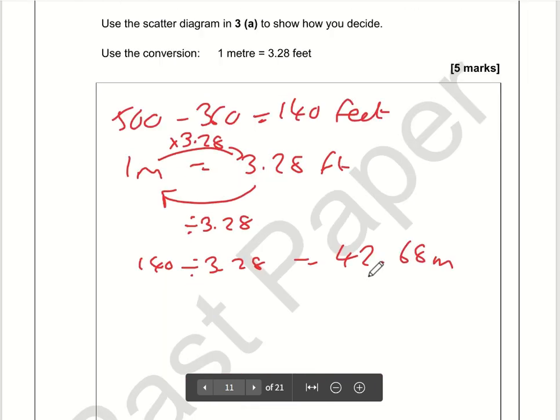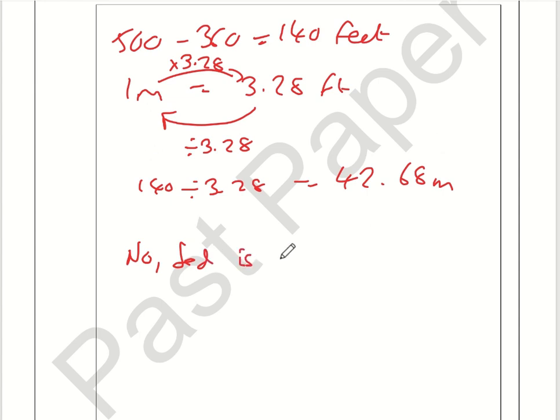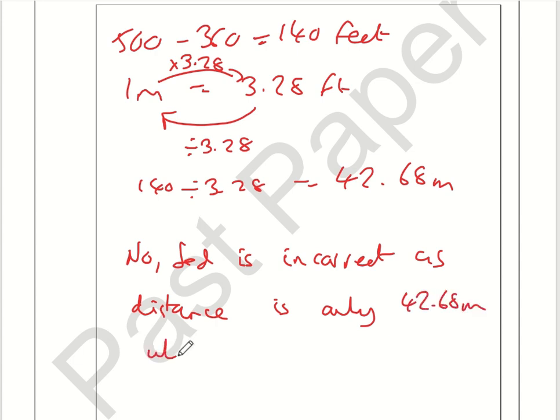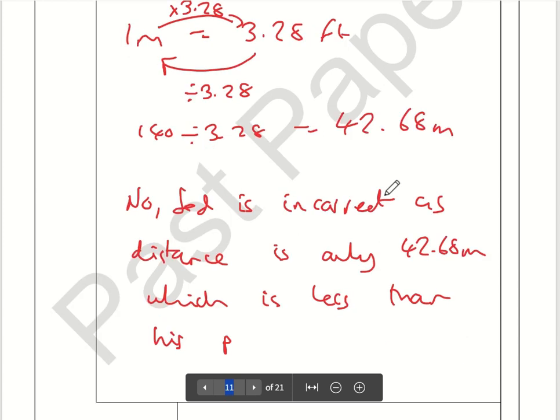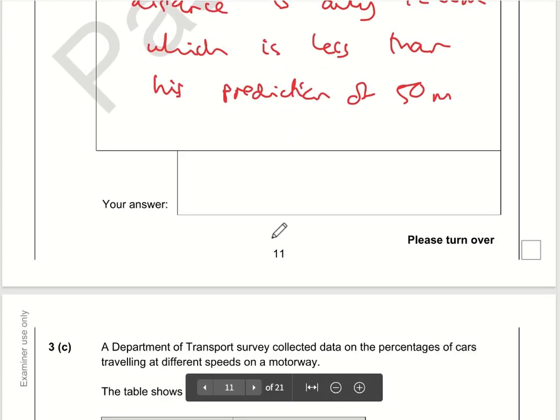And what did the question say? Is Jed's prediction reasonable? No, Jed is incorrect, as the distance is only 42.68 metres, which is less than his prediction of 50 metres, or words to that effect. Not sure how you're supposed to fill that in such a small answer box, but there we go. It's the numbers that are the important thing there.